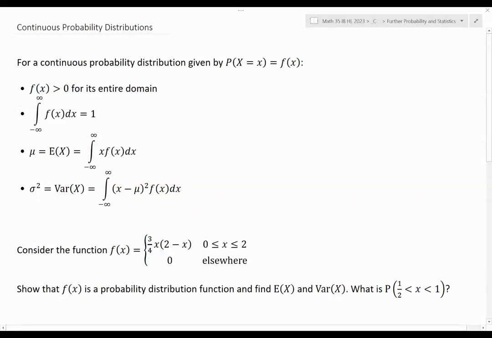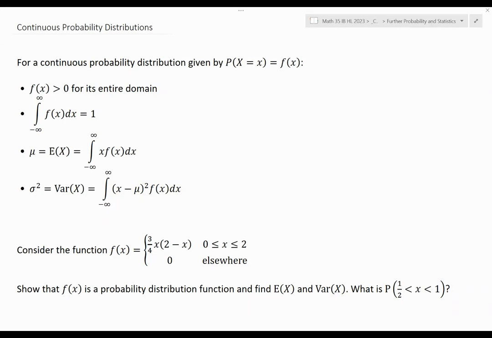In this video, we're going to look at continuous probability distributions. A probability distribution can be defined by a function. If it's continuous, then that function will qualify as a probability distribution if it meets the following criteria. First off, the values have to be greater than 0 for the entire domain as the function is defined. The area under the curve for its entire domain needs to be 1.